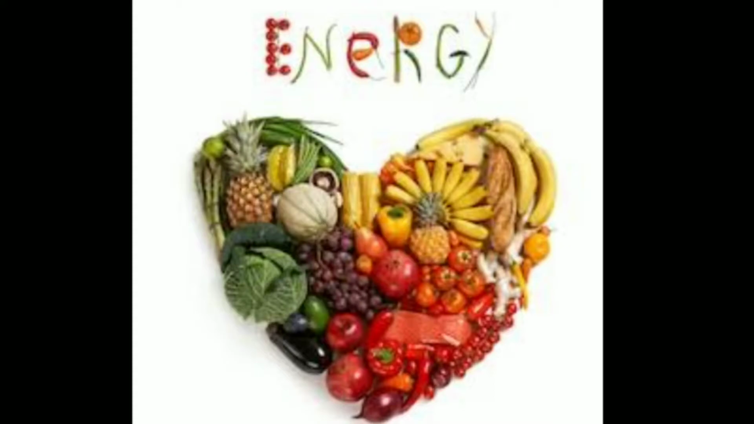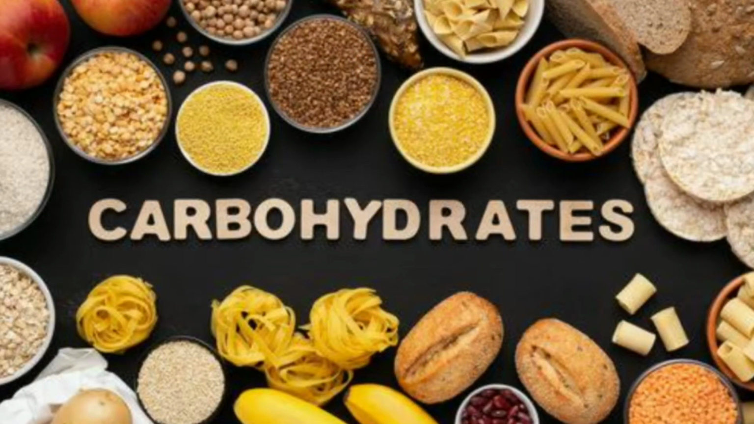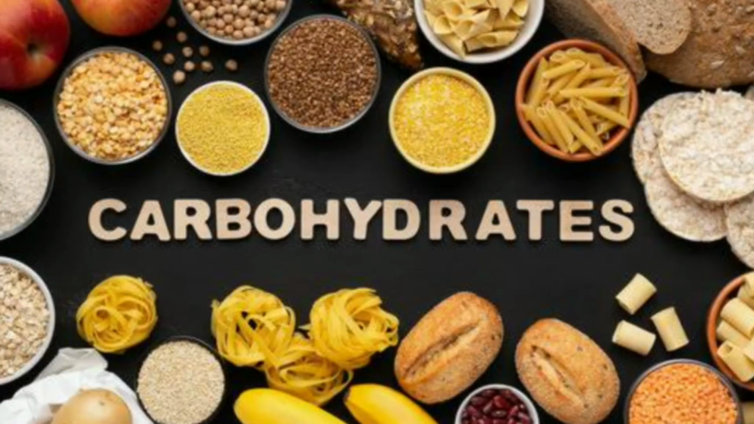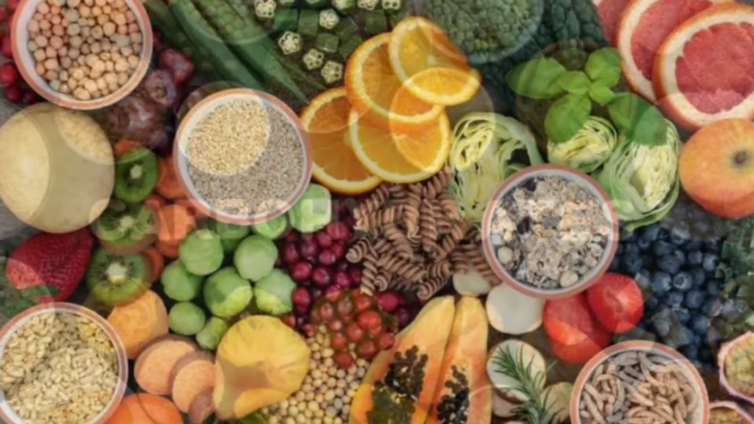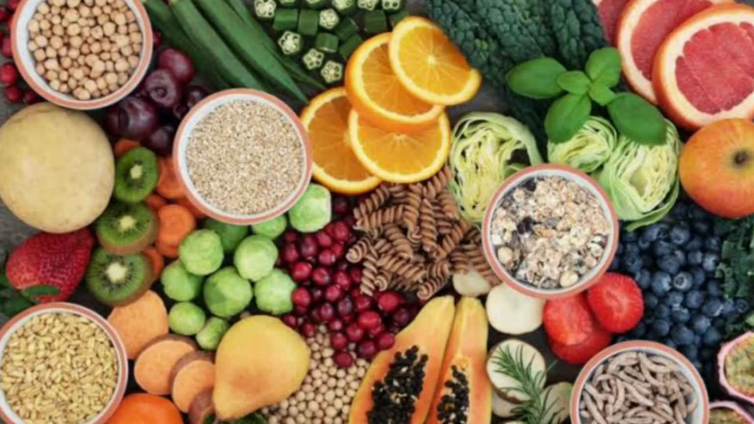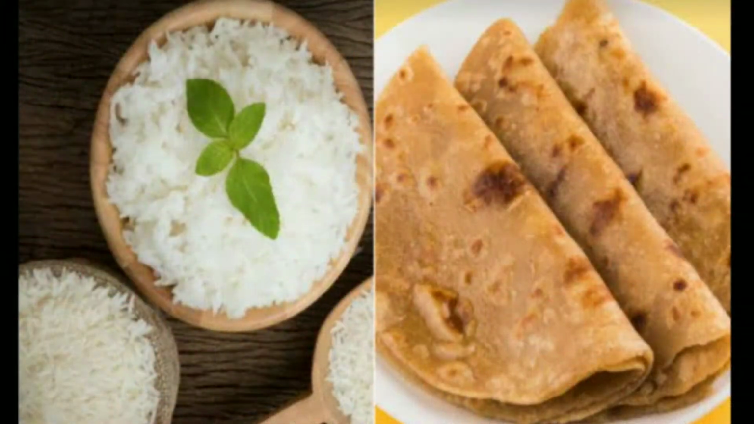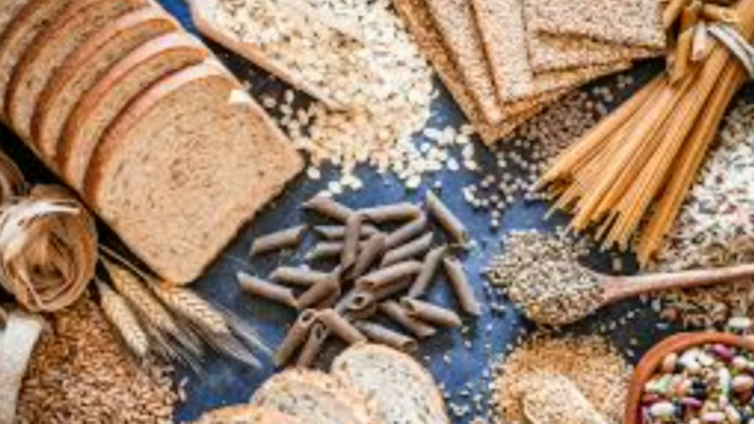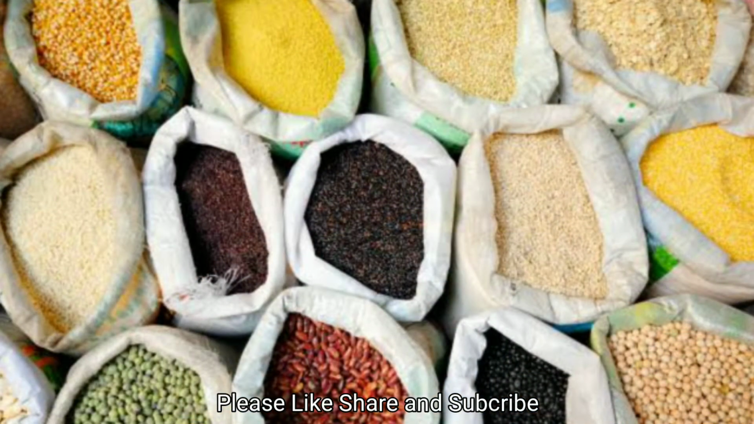Energy-giving nutrients. Carbohydrates. Our main need is of energy. It is fulfilled by carbohydrates. Hence, our diet includes a large proportion of cereals in the form of rice, chapati or roti, bhakri and bread, which contain carbohydrates. Cereals are our staple food.